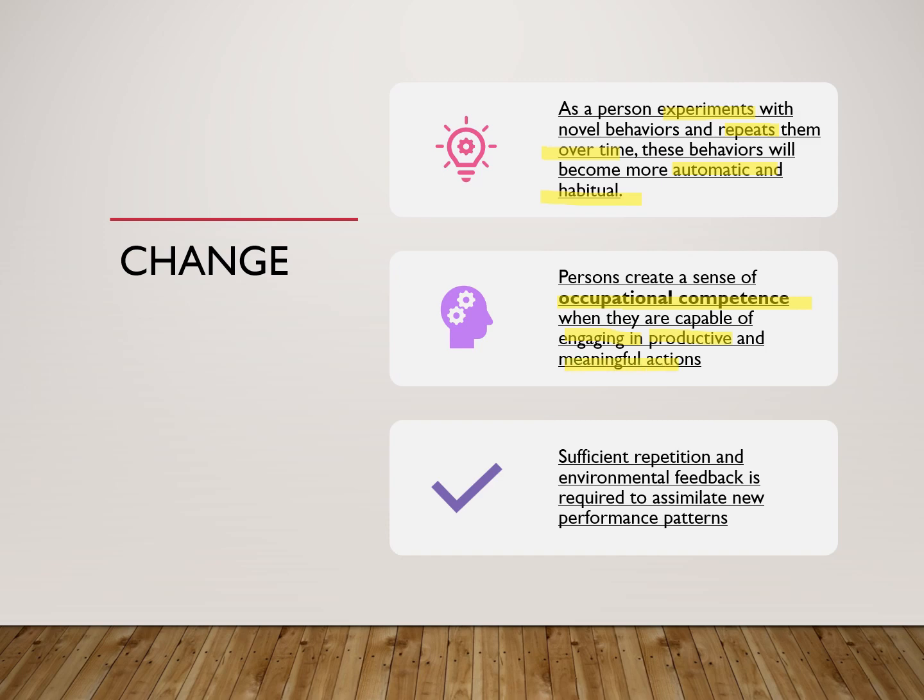What this is saying is sufficient repetition and environmental feedback is required to assimilate new performance patterns. So what this is telling you is you're trying it, practice makes perfect. So you have to go in, try it, and that is what you're motivated to change. And the feedback that you're getting from the environment is allowing that change to be repetitive, and then you are occupationally competent. Ta-da! Okay.